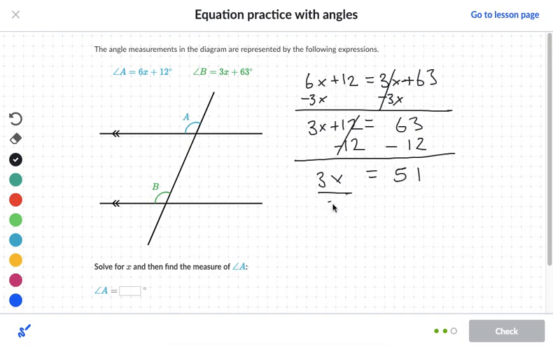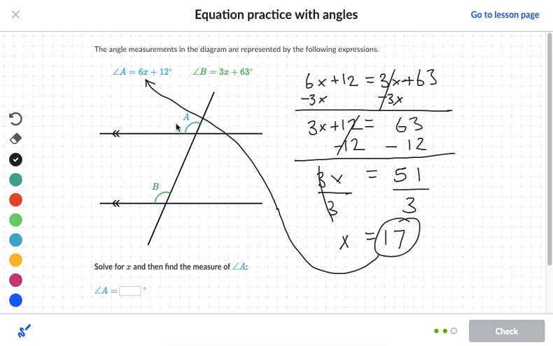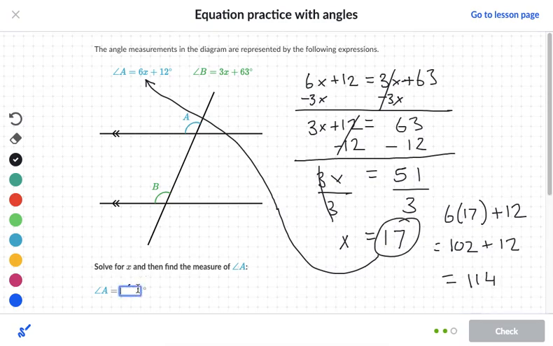And this one is a nice one. So we divide on both sides. 51 divided by 3 is 17. And we've got our 17. Plug it right into angle A, which is what we're being asked for. So we've got 6 times 17 plus 12. So 6 times 17, that should be 102, plus 12. Because, well, 3 times 17 is 51, we found there. So 102 plus 12, which is equal to 114 is what we should have, so long as I have done my arithmetic correctly.